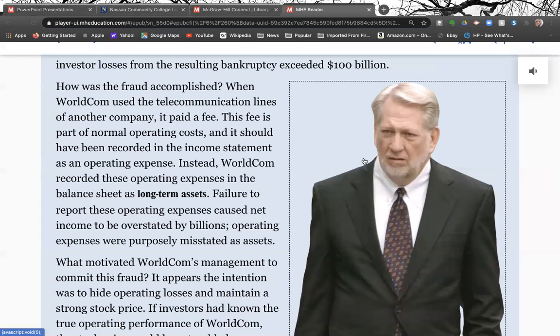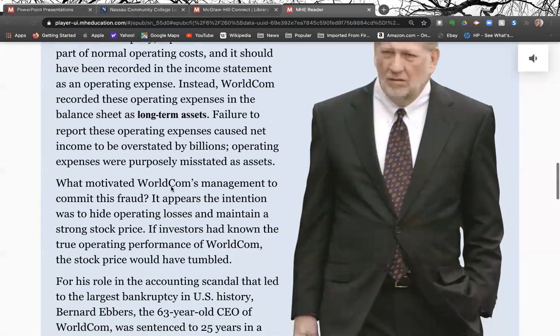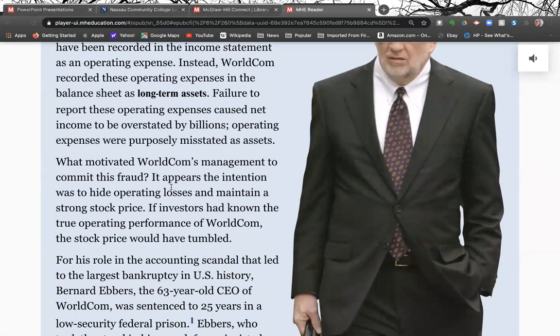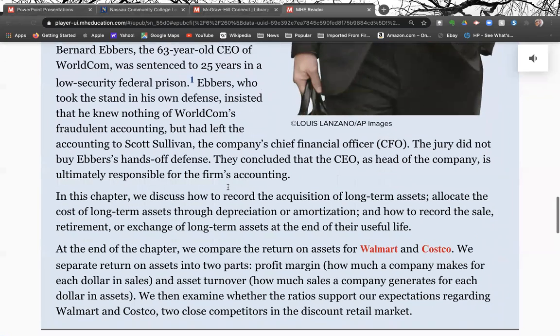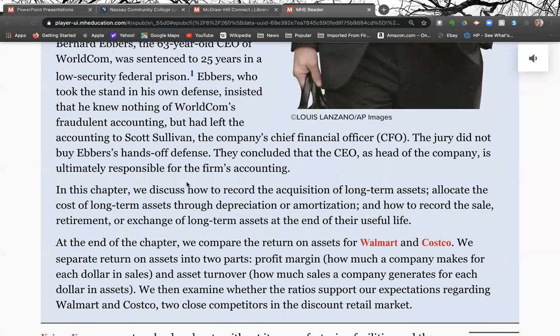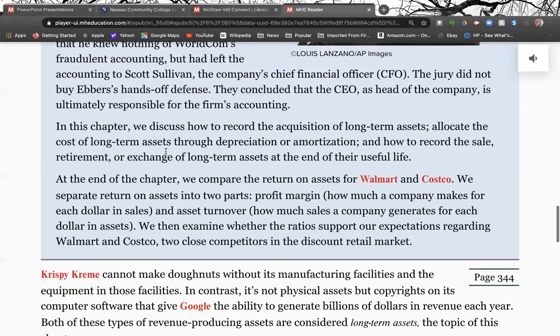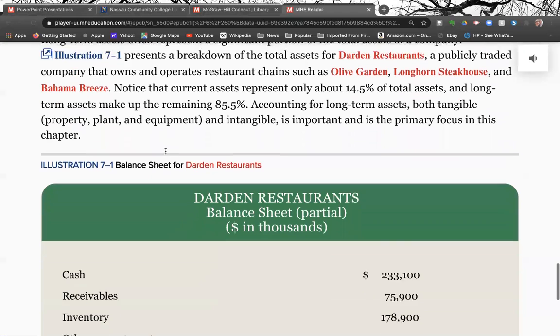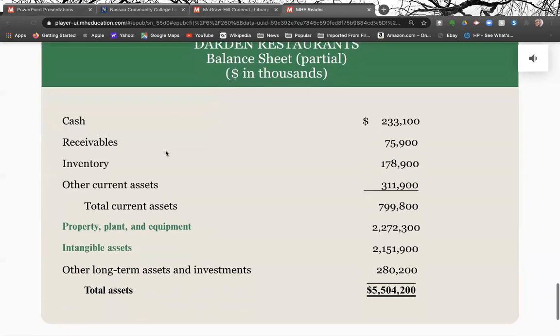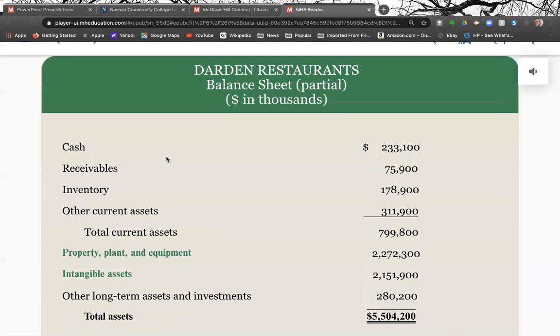He's been in jail for a while, and he'll probably be in jail for the rest of his life, which is rare for white-collar crime. Yeah, he was 63 years old and sentenced to 25 years in jail. And he insisted that he knew nothing about it. Okay, well, then I guess he got screwed. What can I say? So let's take a look at a balance sheet, right?